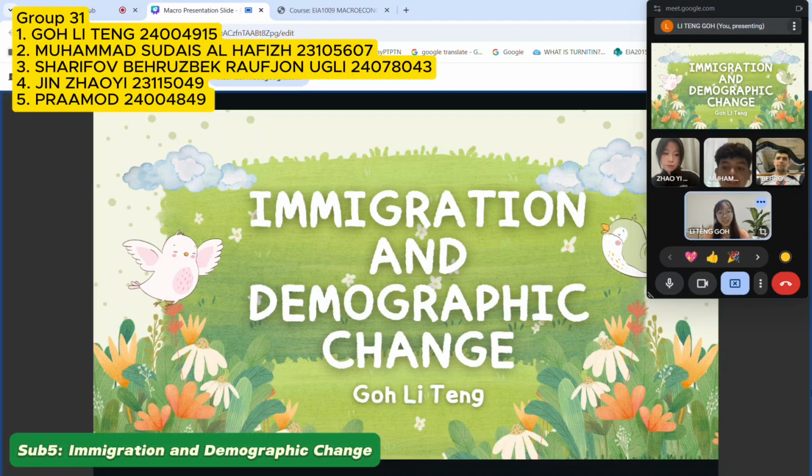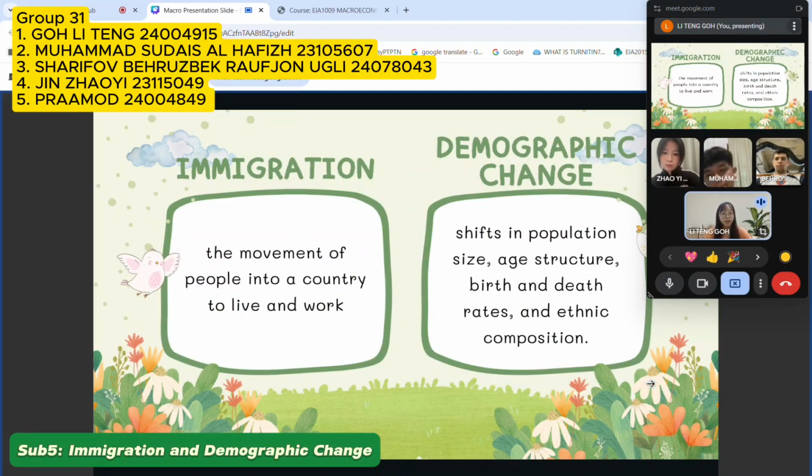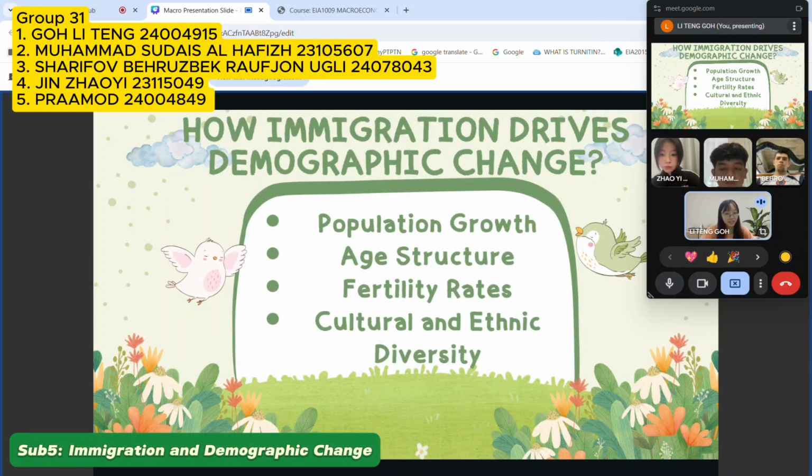The last subtopic is immigration and demographic change. Before this, we were discussing more the economic changes from immigration, right? Actually, it also brings demographic change, which means change in population size, age structure, birth and death rates, ethnic composition, something like that. Okay, so what do you think? Looking at my slides here.